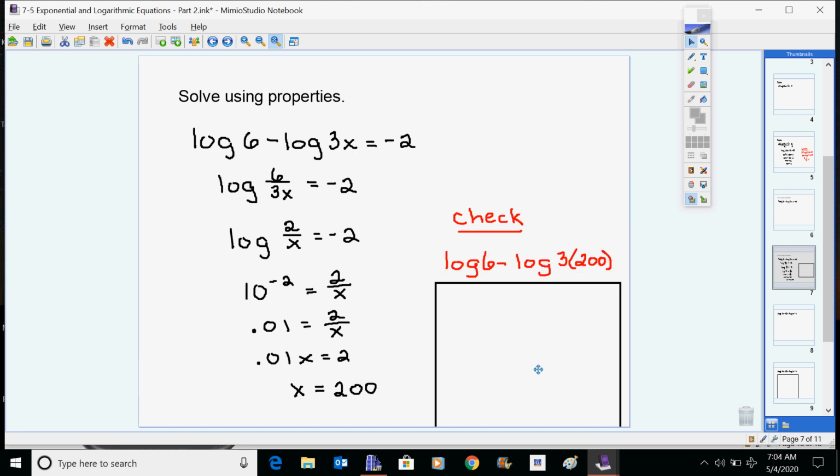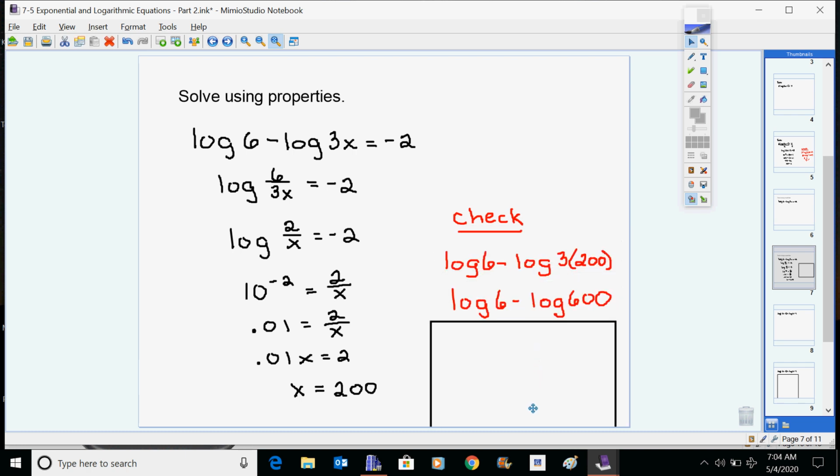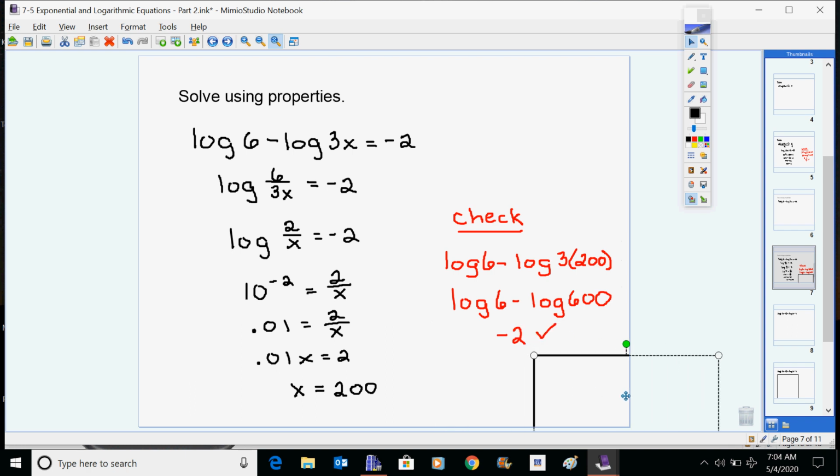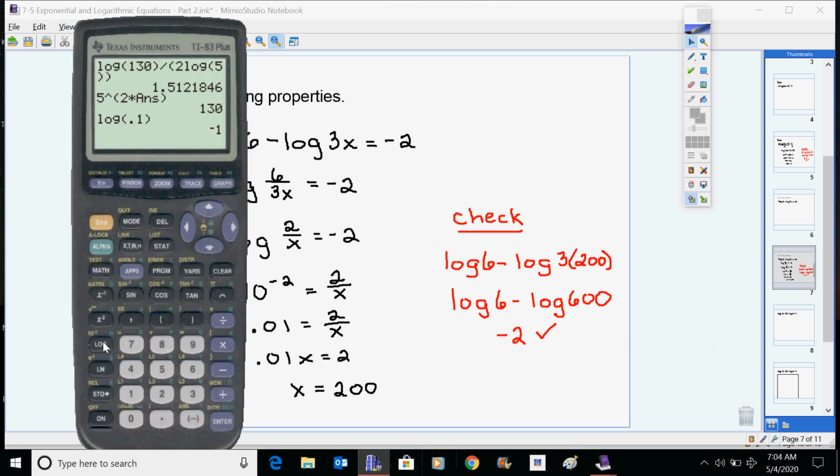We check it by plugging it back in. So log of 6 minus log of 600. If you go ahead and throw that in the calculator just to convince yourself, log of 6 minus log of 600, that gives you -2, which is what we were originally looking for. So we've got that, and that's a good thing.